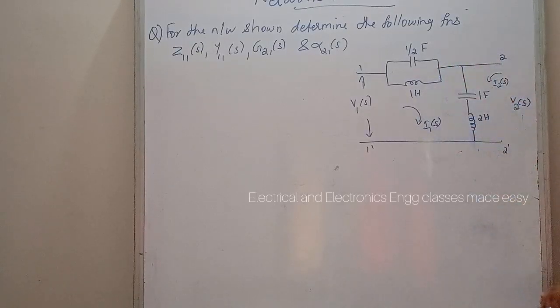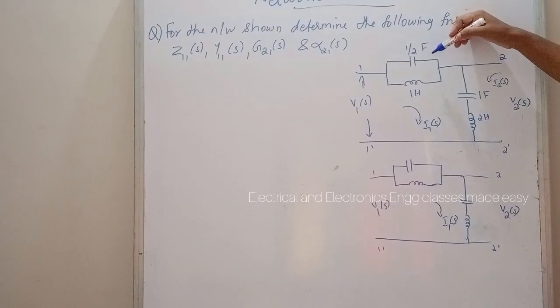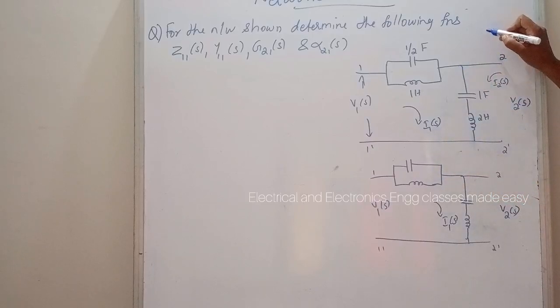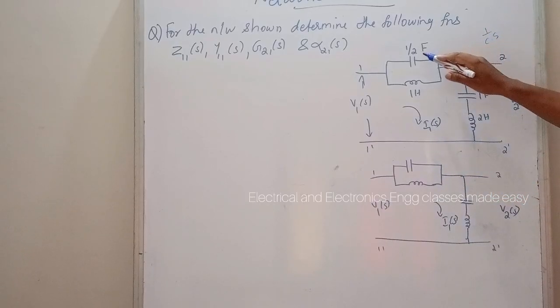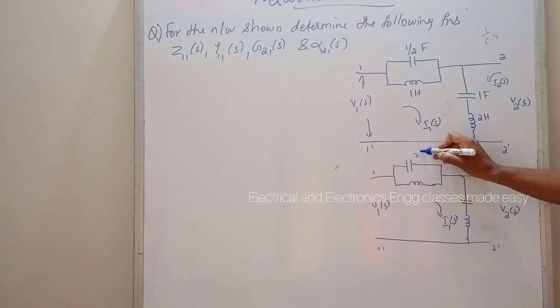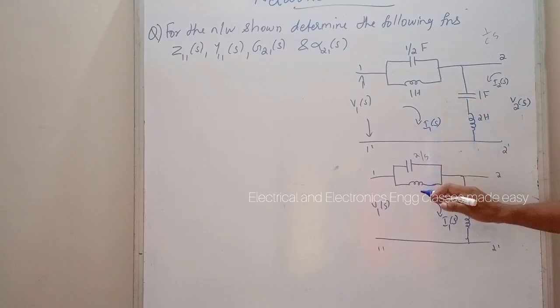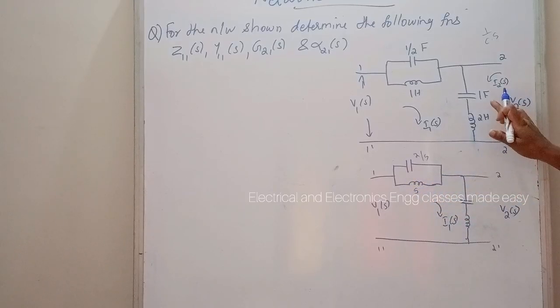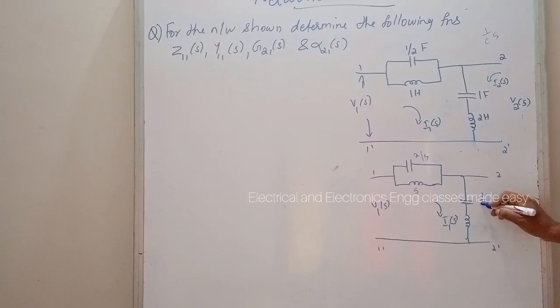So redraw the circuit. So this is capacitor and its value is 1 by 2. So in s domain it will be 1 by Cs. So here C is 1 by 2, so here it will be 2 by s. And this is 1 Henry and it will be 1 s or simply s. And here 1 Farad, that is 1 by Cs, means it is 1 by s. Then here this is 2 Henry, that is 2s. So these are the transformed values of the given network.